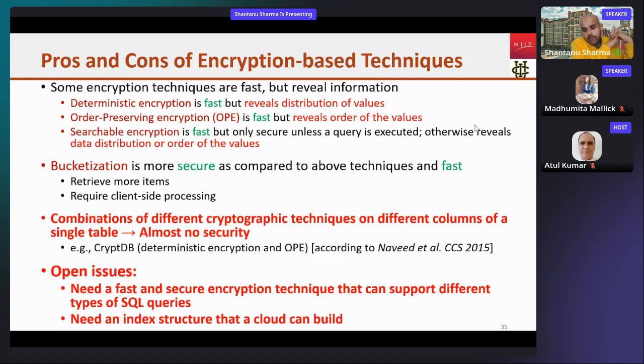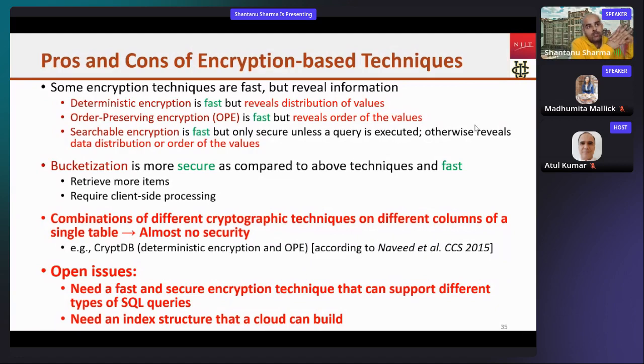What are the open issues that someone can work on based on encryption techniques? First, the open question is that there is no indexable technique that can update the index on its own, and there are lots of update operations happening over the data. Can we develop an indexable technique that can deal with dynamic operations?